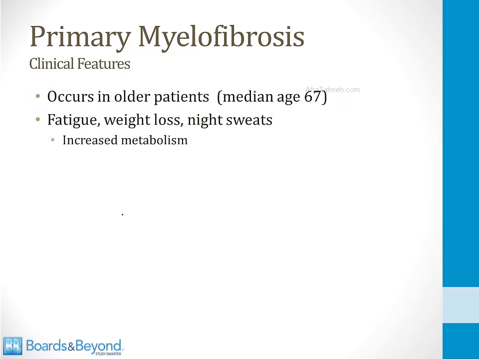This is a disease of older patients. The median age of onset is 67, and patients typically present with fatigue, weight loss, and night sweats. These are all symptoms from increased metabolism from extramedullary hematopoiesis. There's also a severe anemia in this condition, and that can lead to fatigue.